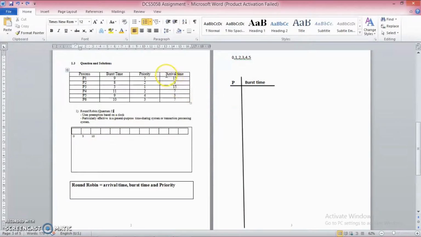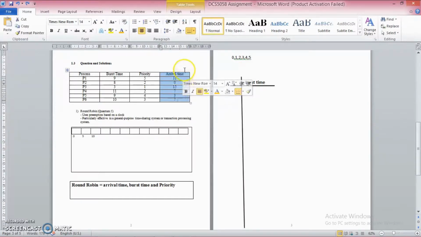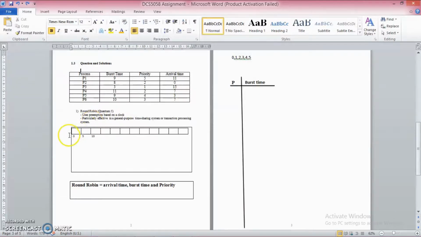And then as I mentioned earlier, arrival time is very important for CPU scheduling algorithms. So now let's check that. 0 until 5 we have 0, 1, 2, 3, 4, 5. So now let's check it. At 0, the process arriving is P2. So we put P2 here. And its burst time is 8.